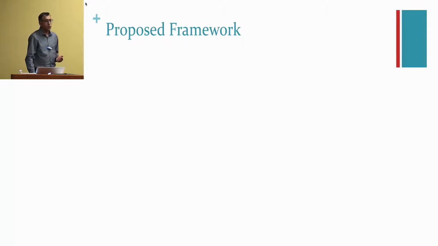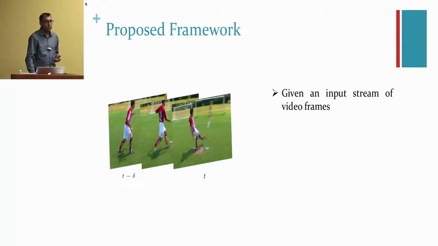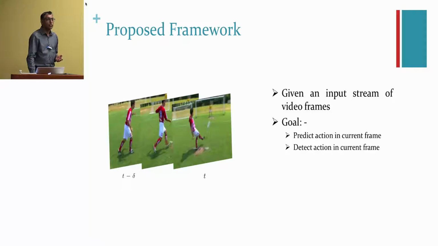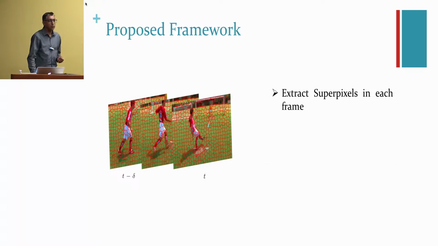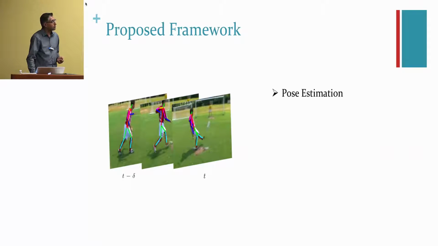In our proposed framework, given an input stream of video frames, our goal is to predict and detect the action in the current frame, T, as shown over here. We apply our approach on a batch of frames. So given, let's say, delta frames, from T minus delta to T, we'll apply our method to predict what the action is and where it's happening. Given this input stream of video frames, in each frame we also extract superpixels as well as estimate pose.